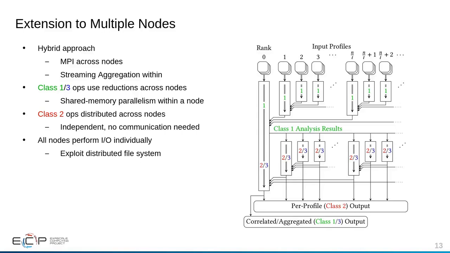Multithreading allows us to efficiently use the entirety of a compute node. However, this alone does not make us scalable. To scale past a single node, we extend streaming aggregation in a hybrid approach. We use streaming aggregation within each node and MPI to communicate across nodes. Our restrictions ensure that only operations in Classes 1 and 3 require communication between compute nodes. For these classes, we add an MPI reduction to merge results across nodes, one for each class, as shown in the figure on the right. Class 2 operations are independent and do not need communication, so these are distributed evenly across the compute nodes. Each node performs its own I/O, thus using more of the available bandwidth in the underlying distributed file system. In total, this hybrid approach allows for scalable and highly parallel performance analysis.